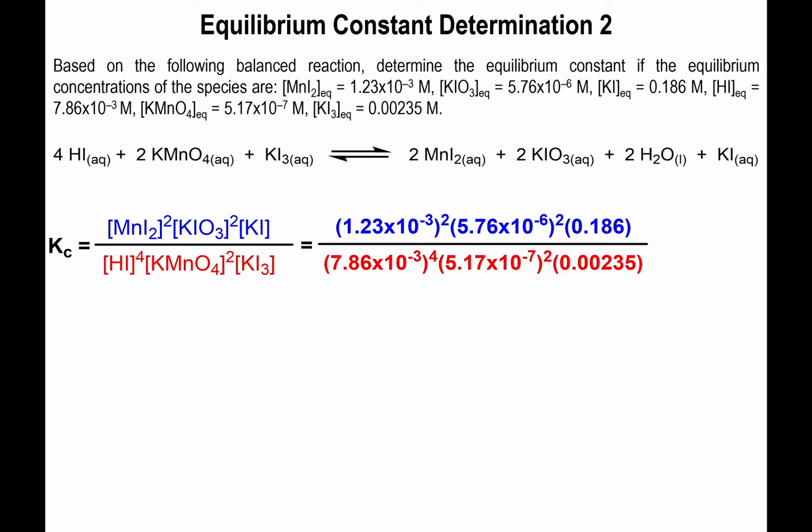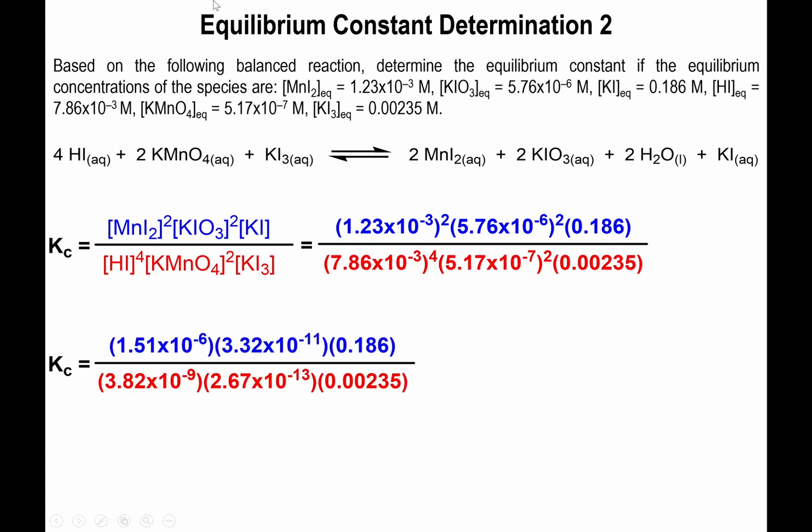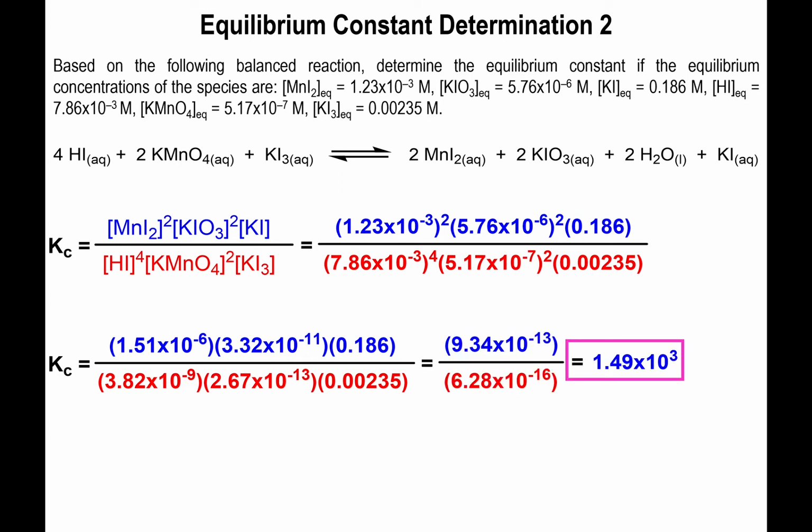All right, at this point, you're going to have to carry out a few squares, so I recommend that you take care of the squares first. So 1.23 times 10 to the negative 3 squared, 5.76 times 10 to the negative 6 squared, 3.86 times 10 to the negative 3 to the fourth power, and 5.17 times 10 to the negative 7 to the second power. So if you take care of those four numbers, you're going to get the following expressions. And now you just have to multiply 1.51 times 10 to the negative 6 times 3.32 times 10 to the negative 11 times 0.186, all divided by 3.82 times 10 to the negative 9, divided by 2.67 times 10 to the negative 13, and divided by 0.00235. You should find out ultimately that this equals 1.49 times 10 to the third.